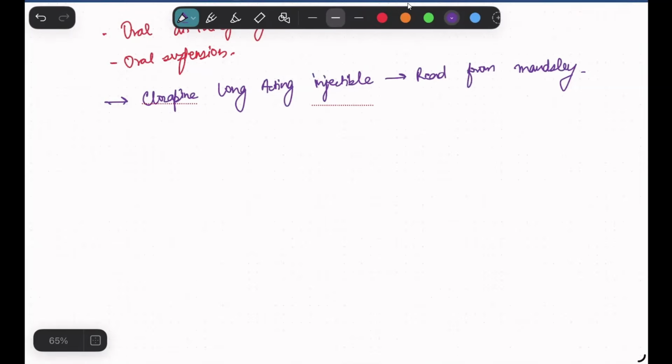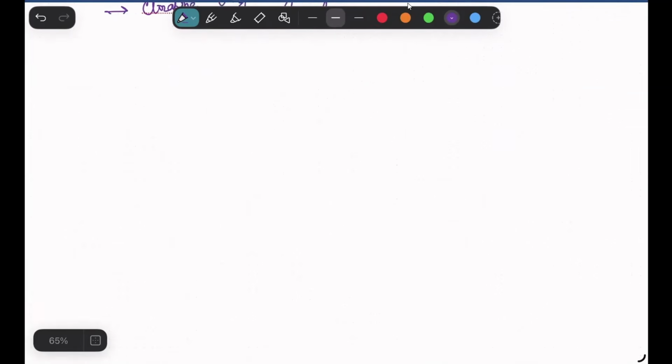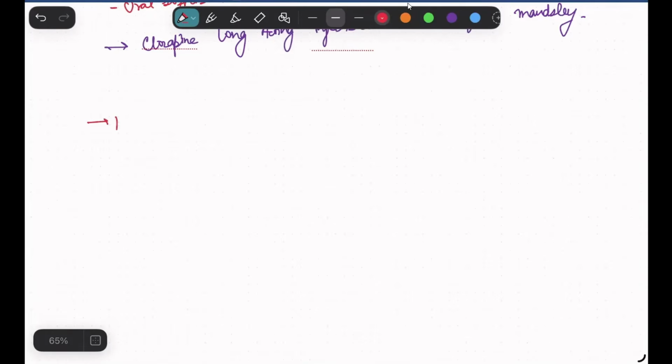Okay. Coming to the dosing guideline. The dosing guideline has actually been changed in the new Maudsley. Earlier, the usual starting dose was 12.5 mg at night, but the new Maudsley says that we have to start with a dose of 6.25 mg at night time.